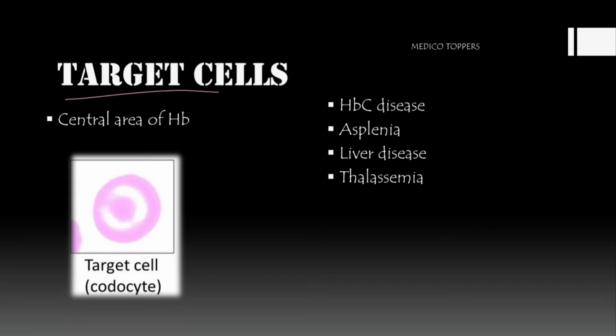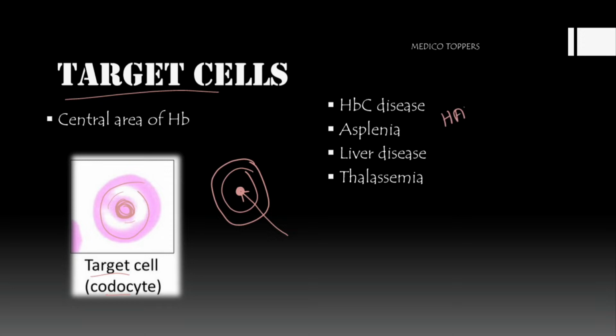So you can see in the image, this cell is exactly like a target. Like we keep a target for the arrows, na? Exactly like this pattern. It is not round, so forgive me. And here we can target the arrow like this. So the same pattern. The center is a central area of hemoglobin, and here it is paler, and the periphery is also very dense.